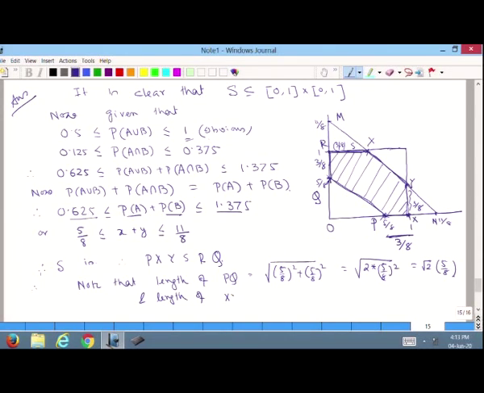XY is equal to root over (1 minus 3/8) whole squared plus (1 minus 3/8) whole squared, because this point is (3/8, 1) and this point is (1, 3/8), which is equal to square root of 2 into (5/8) whole squared, which is equal to root 2 into 5/8.